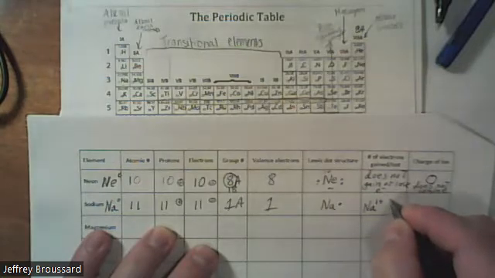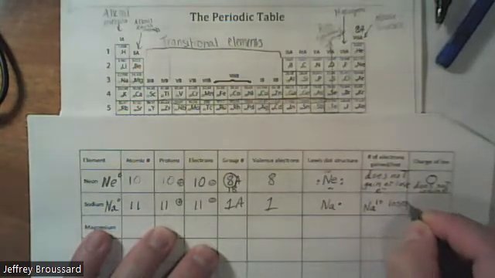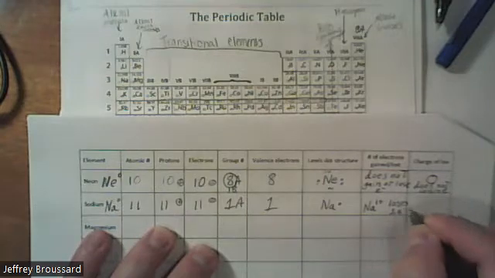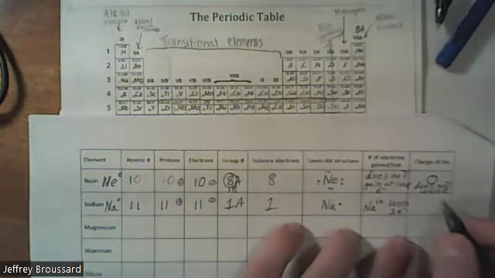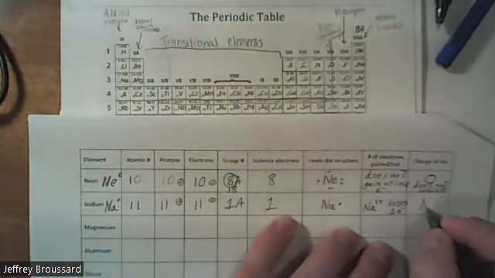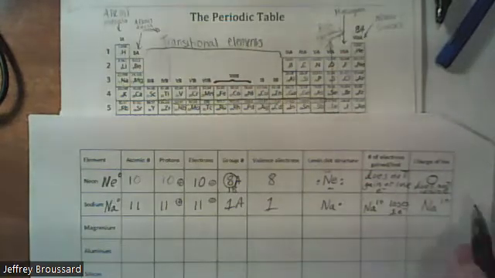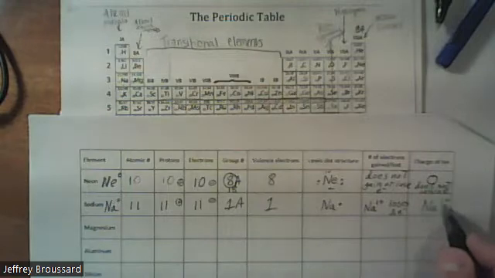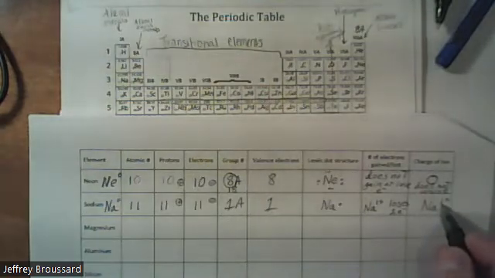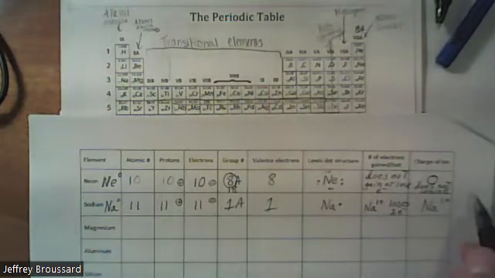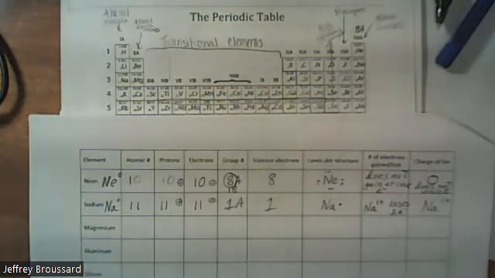And that means it loses one electron. The charge of that ion is again Na 1 positive. We'll get into later if we write one positive or positive one. For now, there should be no difference in your mind.